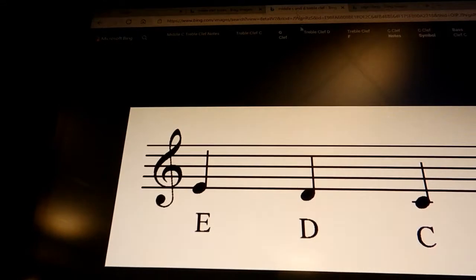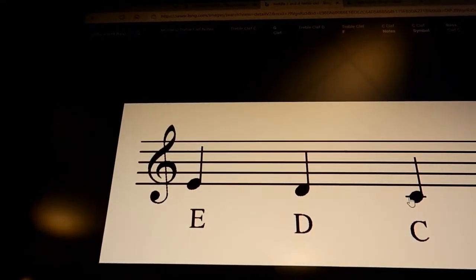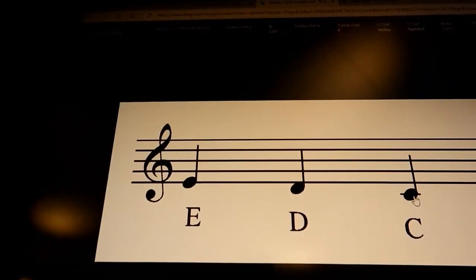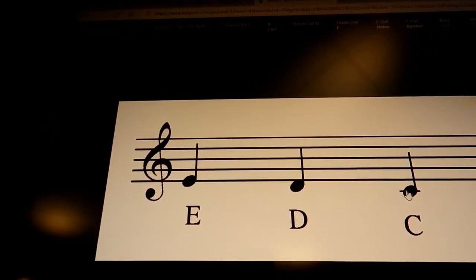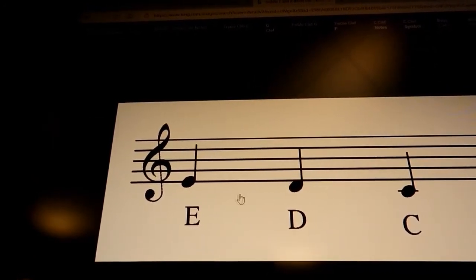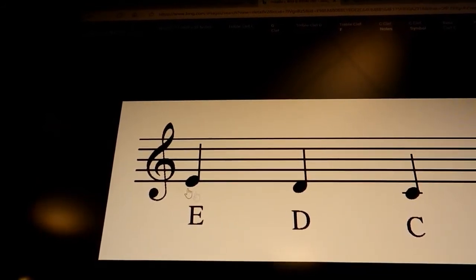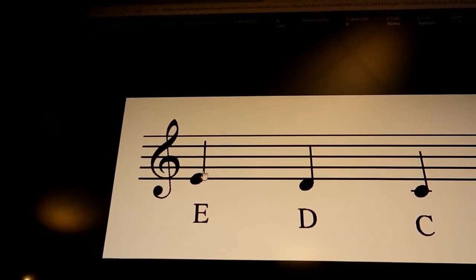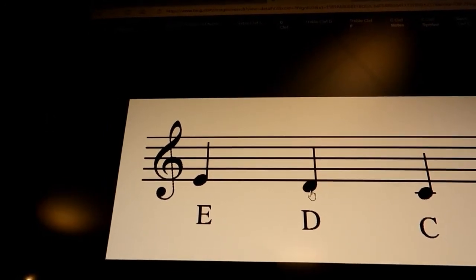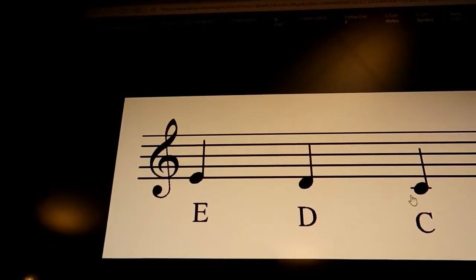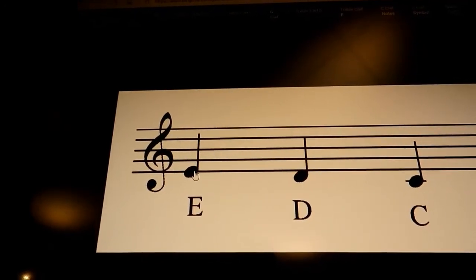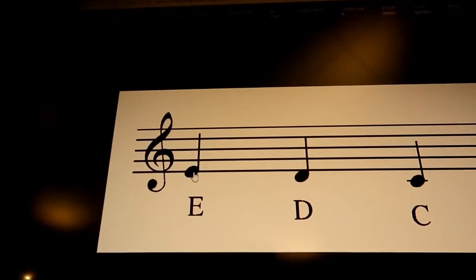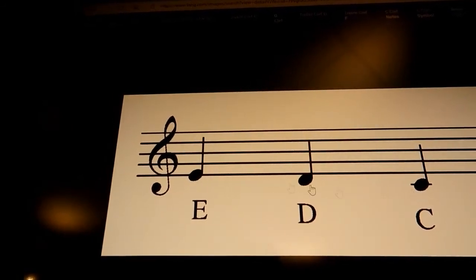Okay, looking at the treble clef. The first ledger line below the treble clef staff is where we write middle C. See the note written right on that first ledger line below the staff when we have a treble clef, okay? The first space below the treble clef staff is D. That's one whole step above middle C. And the first line of the treble clef staff is E, which is 2 whole steps above middle C.